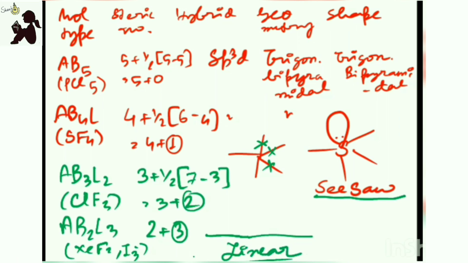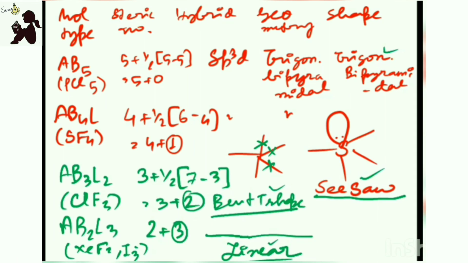So what are the shapes we have seen here? For ClF3, it's bent T shape. So trigonal bipyramidal is one shape, seesaw is one shape, bent T shape is one shape, linear is one shape. So you have to remember it very carefully. Okay.